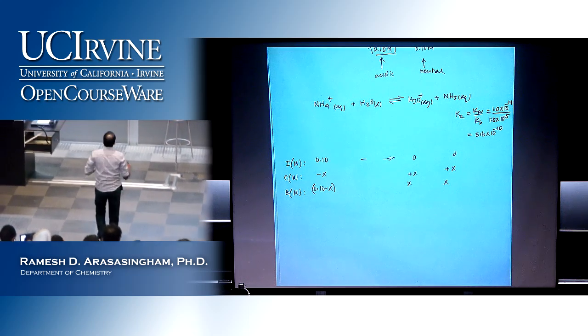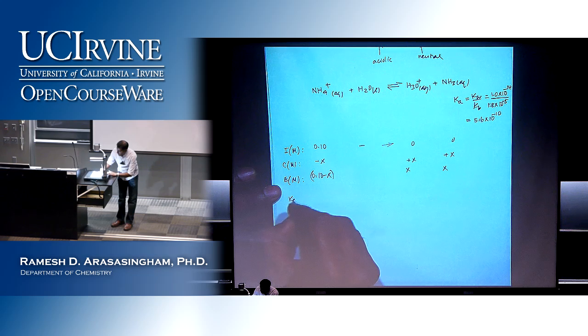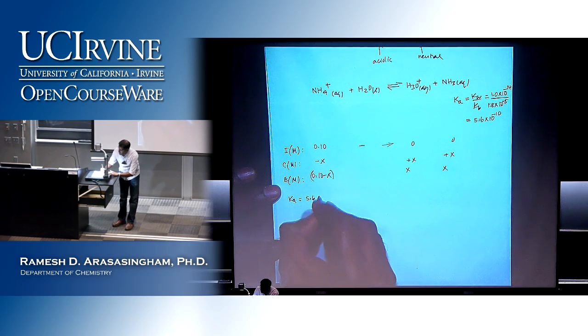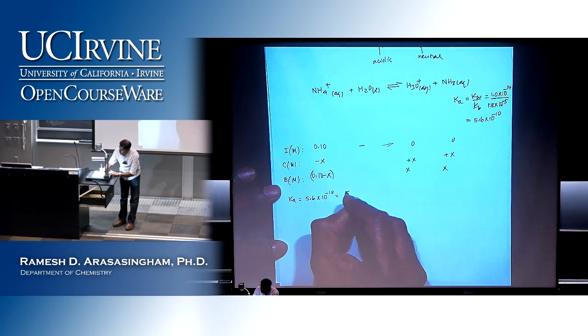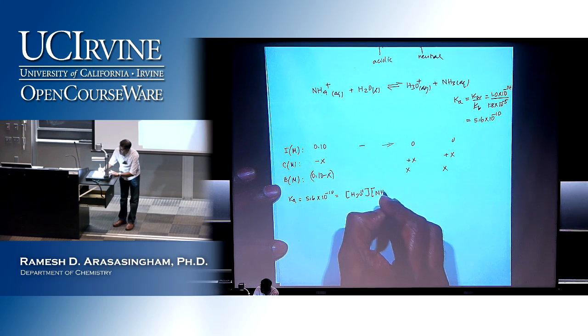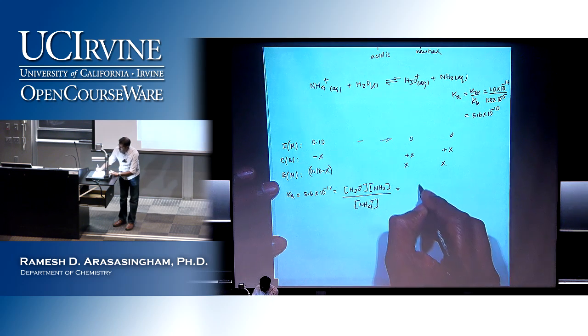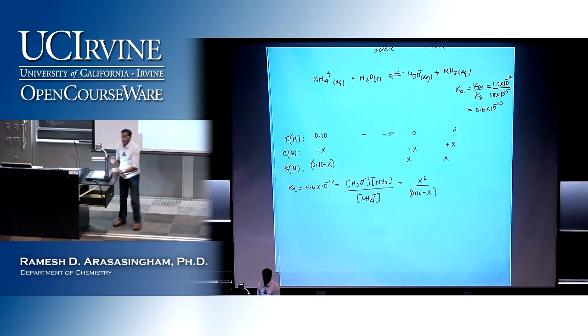All right? So now what I need to do is I know Ka equals 5.6 times 10 to the negative 10, which equals the hydronium ion concentration times the concentration of ammonia divided by the ammonium cation, all right, which gives me x squared over 0.10 minus x.